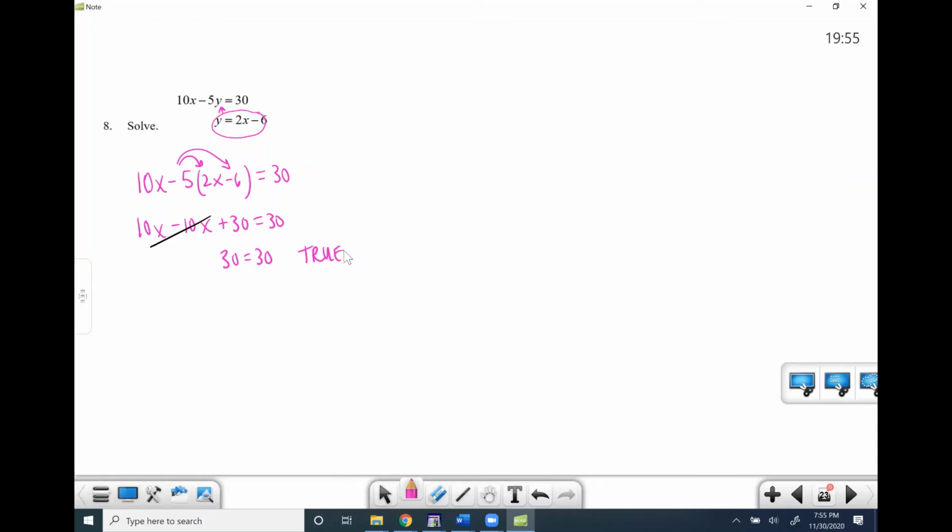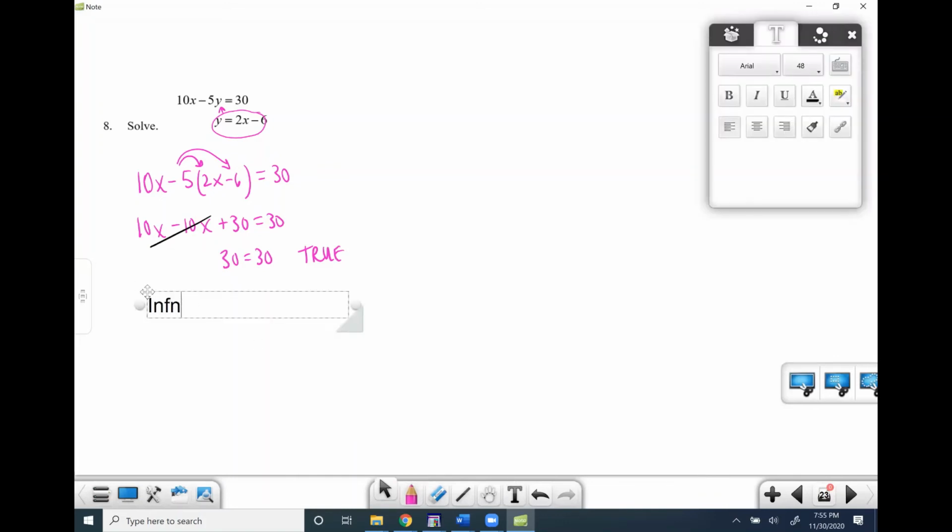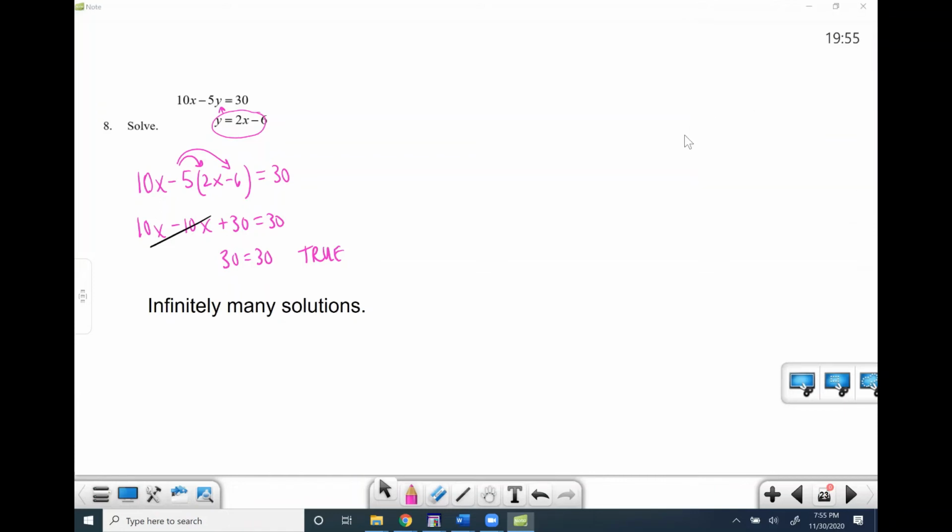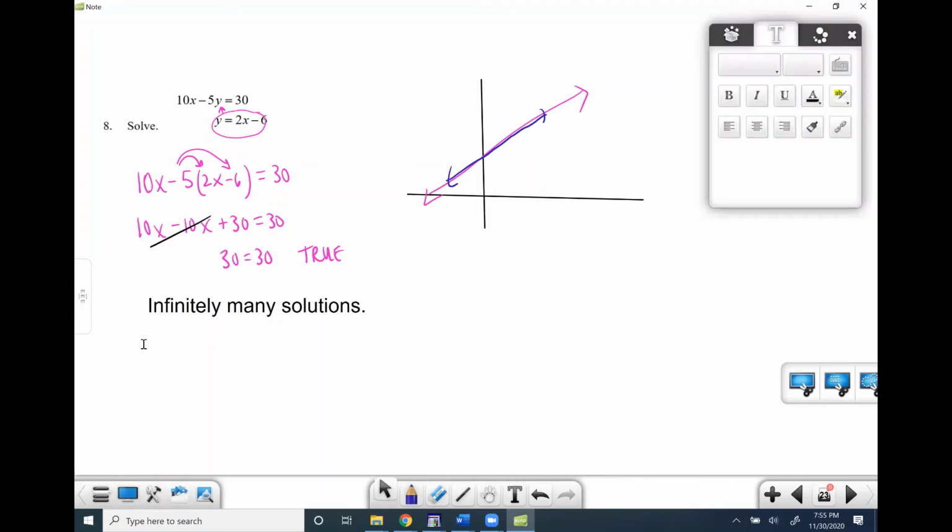Is that going to be like a dependent line? Yep. So in this case, we'll have infinitely many solutions. Infinitely many means it has to be a line on top of a line. I don't know exactly what they look like, you guys, but let's say this is one of them. Then the other one would have to be right on top of it. And so that is going to be our case where it's dependent. And is it consistent or inconsistent?